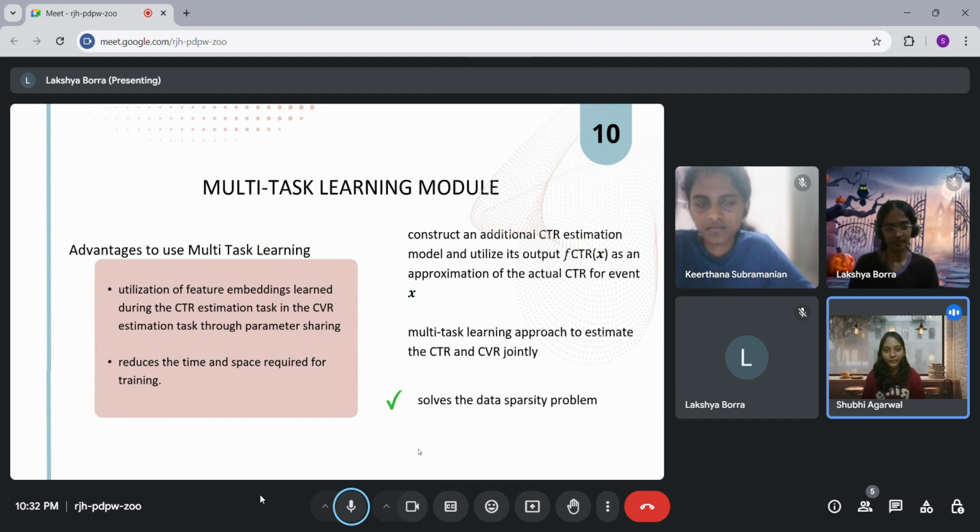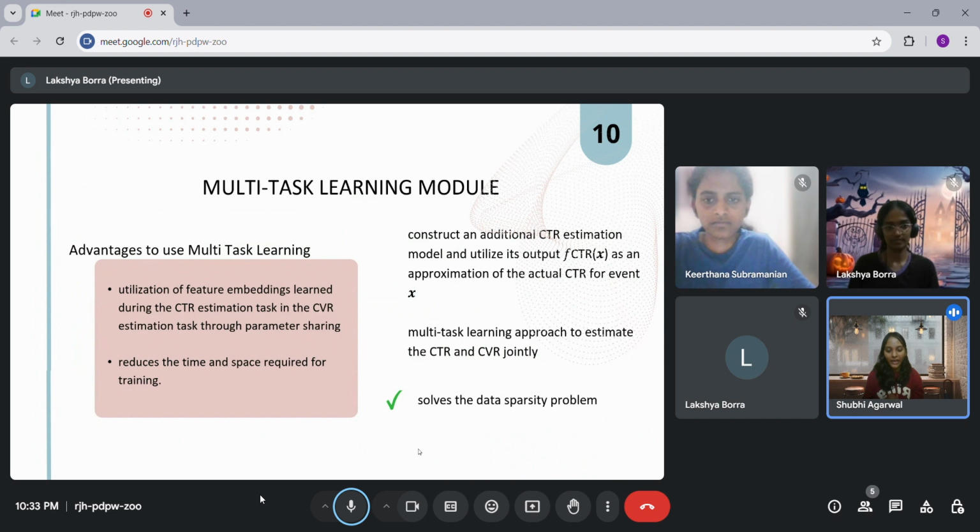Since we do not have access to the real distribution, we try to find an approximation for the distribution of CTRs for any event X. We do this by utilizing multitask learning for both CTR and CVR. So why can we do multitask learning in this problem? Since the input space for both CTR and CVR is the same, which is the input user features and the item features, they both share the same input space. So basically what we do is we use the same parameters that we use for CTR in CVR.